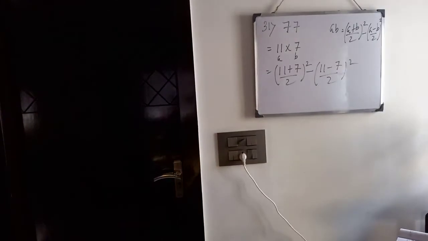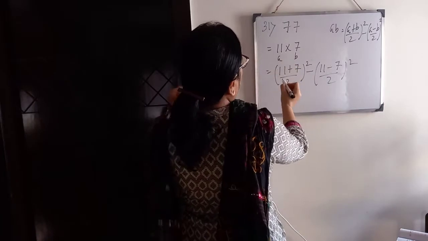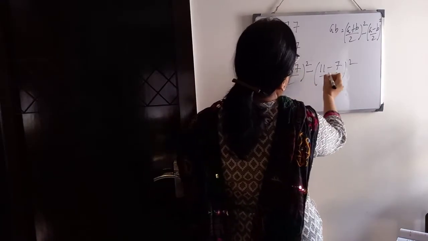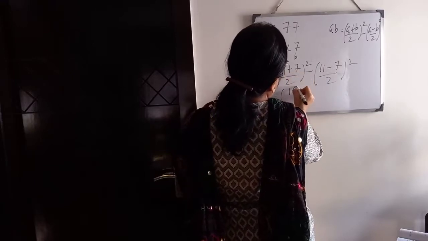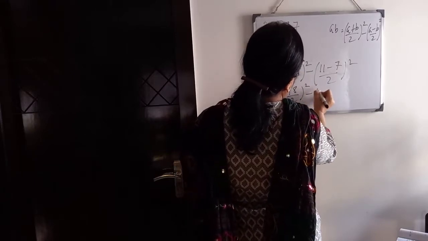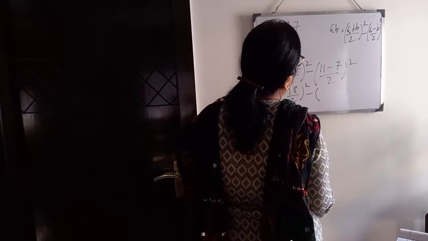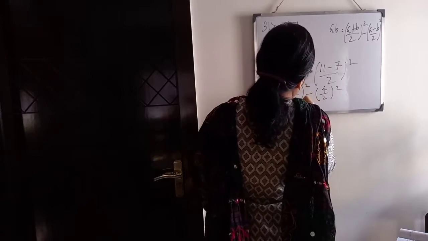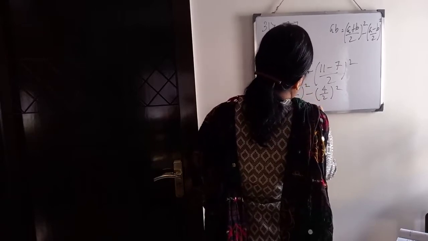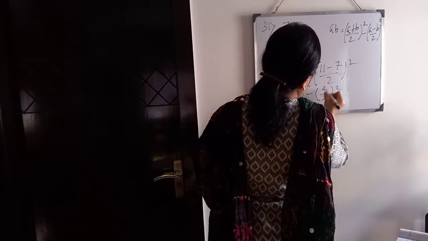It is in that form 11 into 7. So it is a, it is b. We can write (a plus b by 2) whole square minus (a minus b by 2) whole square. So 11 plus 7, 18 by 2, whole square, minus 4 by 2. So it is becoming 9 whole square minus 2 whole square.